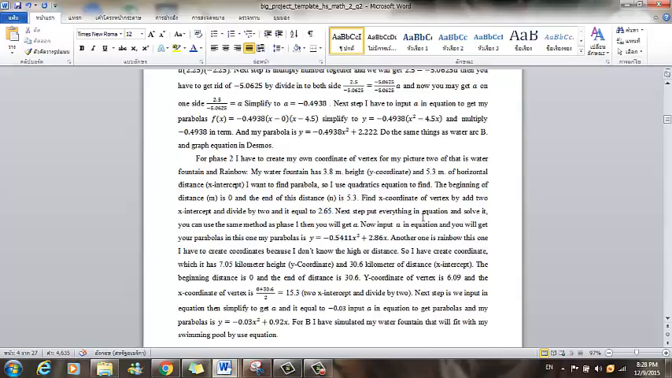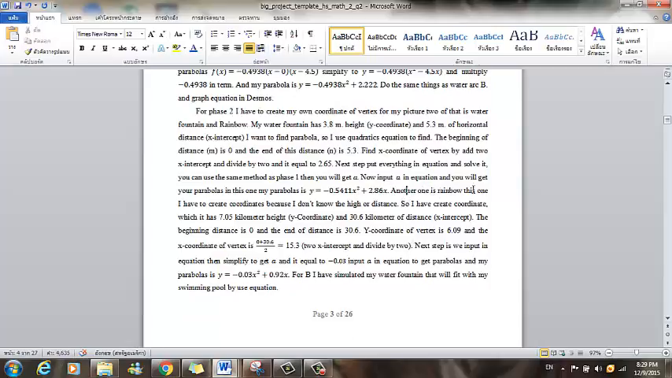Next step, we put everything in the equation and solve it. You can use the same method as in phase 1, then you will get a. Now we input a in the equation and you will get a parabola. Yeah, so my parabola is this one. You're going to see it clearly in the result.